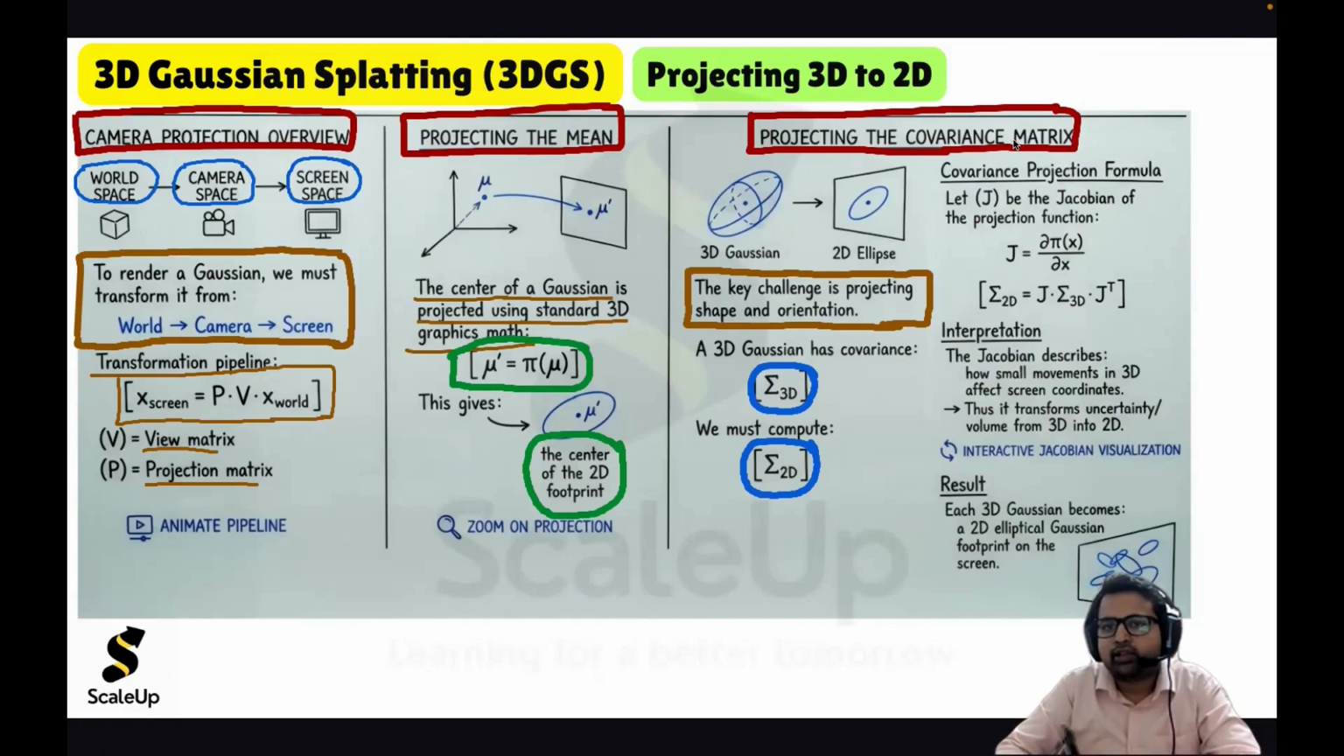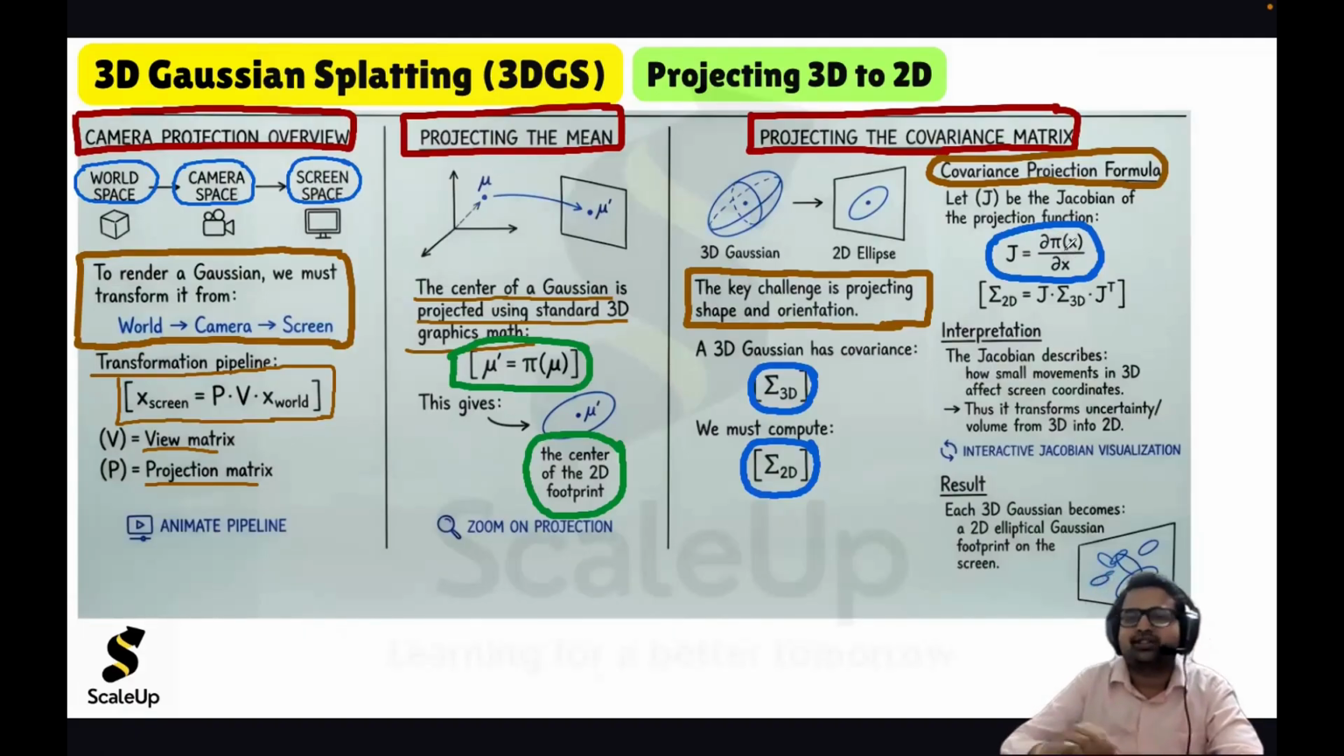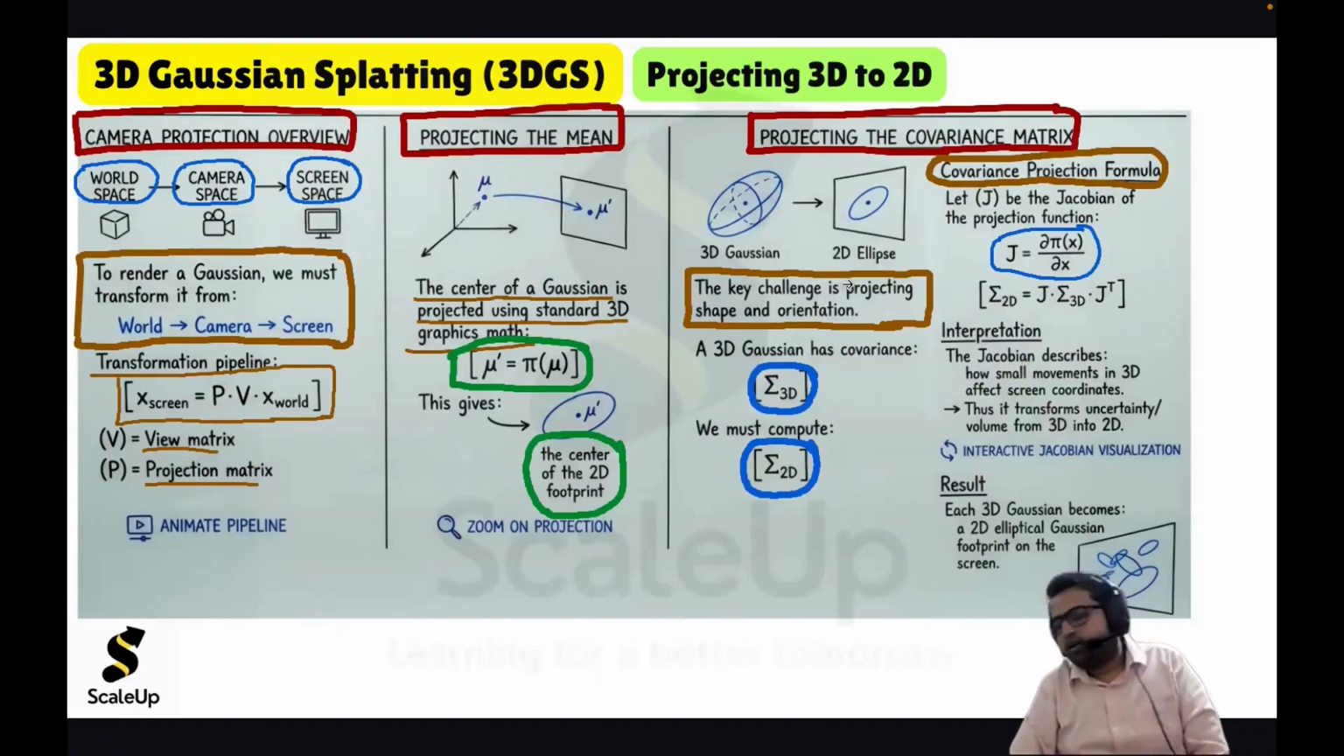For the covariance projection formula, we will be making use of the Jacobian of the projection function. The Jacobian of the projection function is how the projection function changes by changing the coordinate, because this differentiation is the change of the projection function with respect to a small change in the position. That's the Jacobian. Now, why does it work, or why do we make use of the Jacobian? Let us understand that.